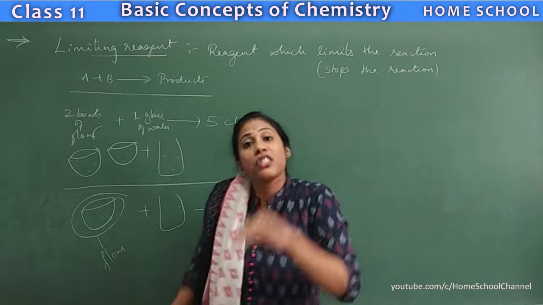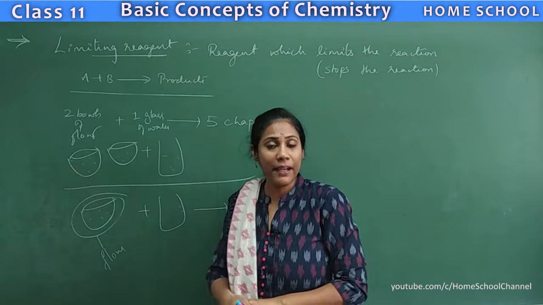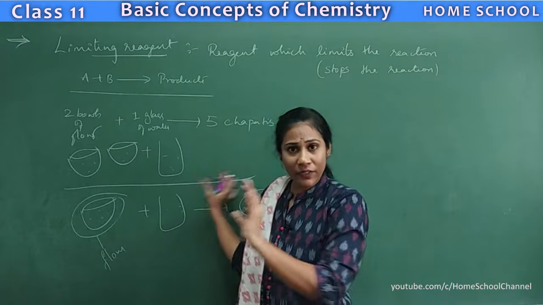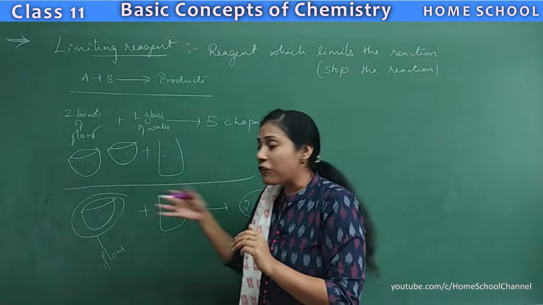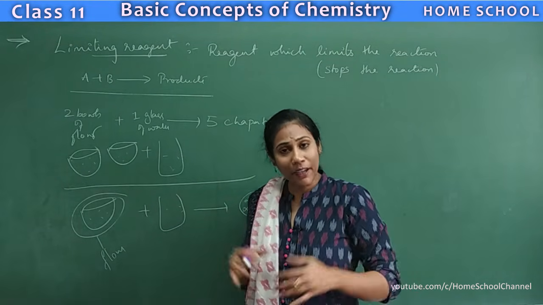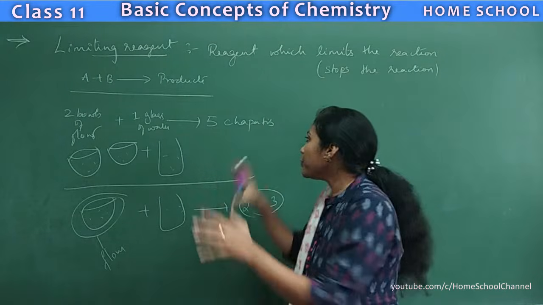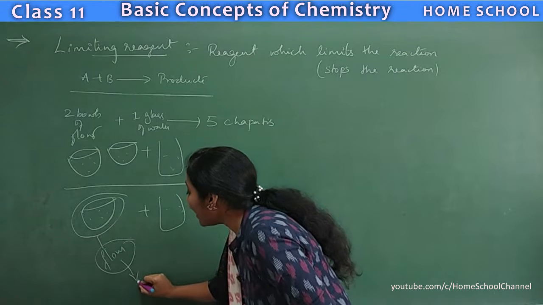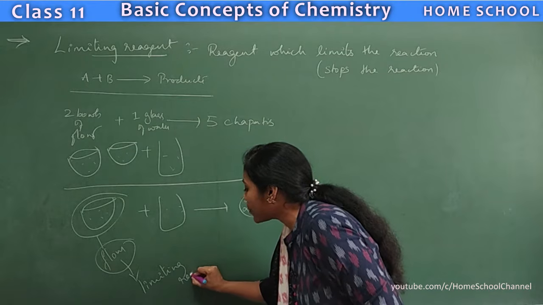So flour is stopping me from making 5 chapatis because I have a limited amount of flour here. I have enough amount of water. I want 1 glass of water, I have 1 glass of water to make 5 chapatis, but the flour is not enough. Flour is only 1 bowl I have. So flour is the one which is stopping me from making 5 chapatis. So I would call here the flour as the limiting reagent.